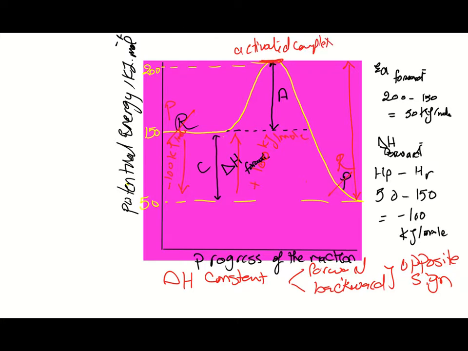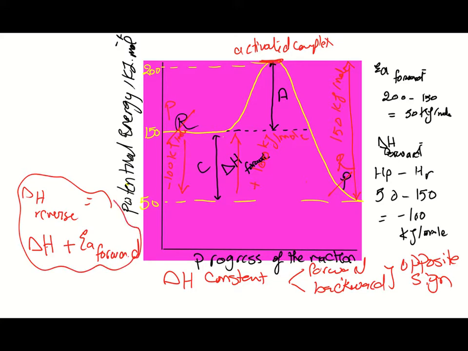Here it equals from 50 to 200, so equals 150 kilojoule per mole. What is 150 kilojoule per mole? So delta H for the reverse reaction, from where can we get it? Very simply, you will add delta H as a value, not as a sign, plus the activation energy of the forward reaction. So you will get the value of the delta H of the reverse reaction.